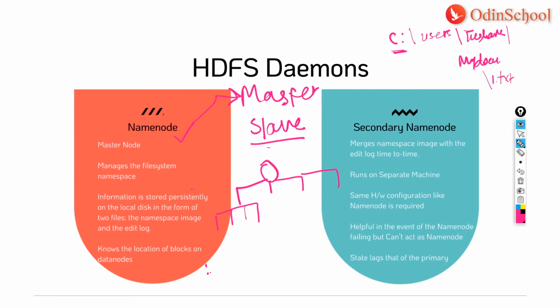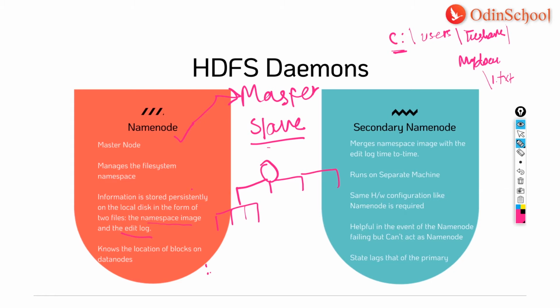Now, name node is managing this entire file system namespace. So it will maintain the file system tree, and also it will maintain the metadata of all the files and even the directories in this particular tree. Metadata means any information about the file. And this information is stored persistently on the local disk in the form of 2 files. The very first one is namespace image and the second one is edit log.